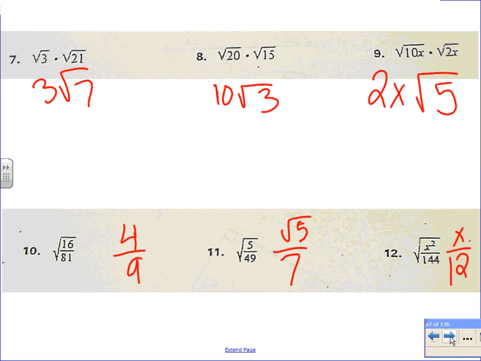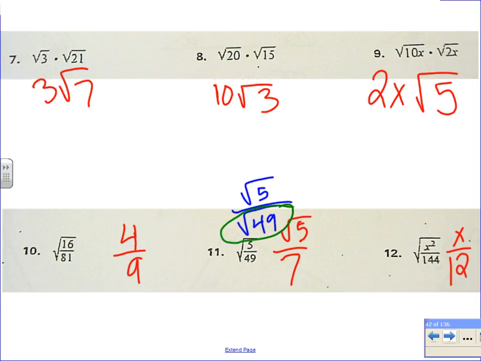Number 11, okay. The first thing you need to do is separate them into 2 separate radicals. So square root of 5 over square root of 49. Square root of 5 is not a perfect square. However, square root of 49 is. So you really can just take the square root of this, which is 7, leave your square root of 5 on top. You okay? Camille?